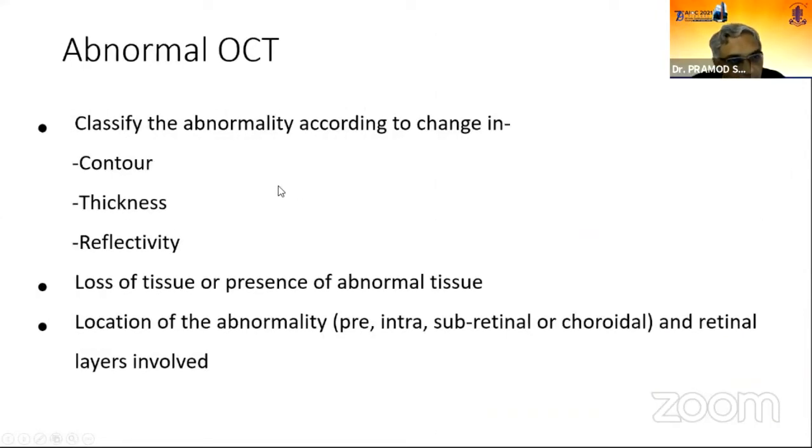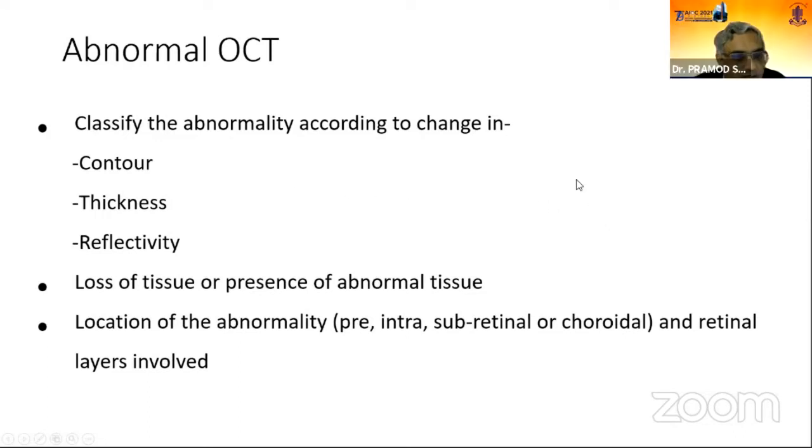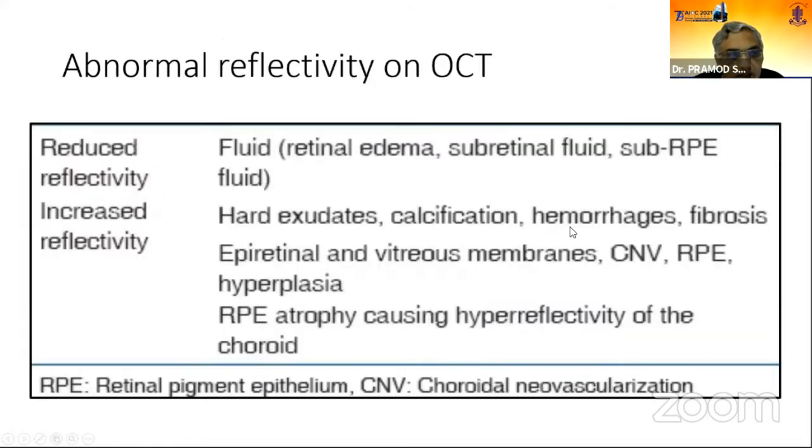Coming to abnormal OCTs, you can classify abnormalities depending on contour, thickness, and reflectivity of the scan, whether there is a loss of tissue or presence of some abnormal tissue, and look at the location of abnormalities. Typically, when there is fluid, it reduces the reflectivity, and hard exudates, calcification, hemorrhages, fibrosis, scarring, and membranes in the retina or in the vitreous increase the reflectivity.